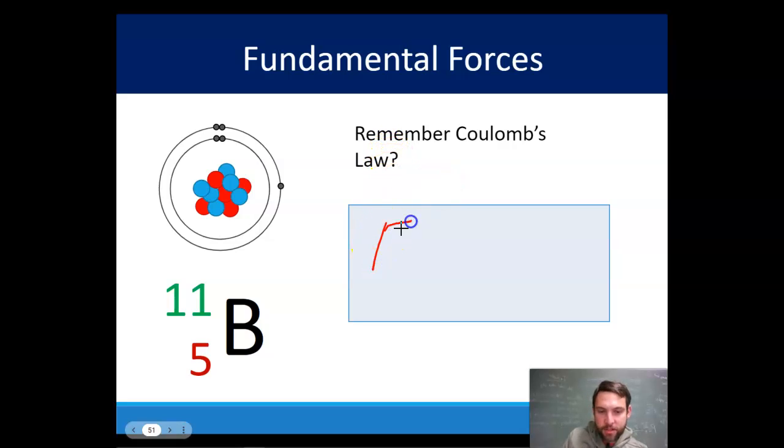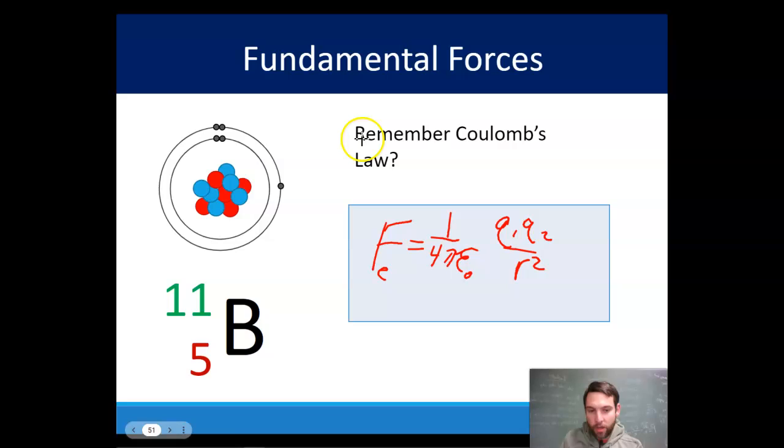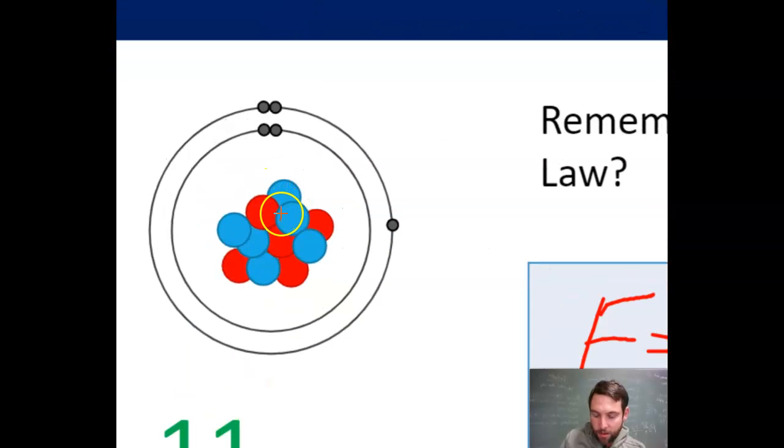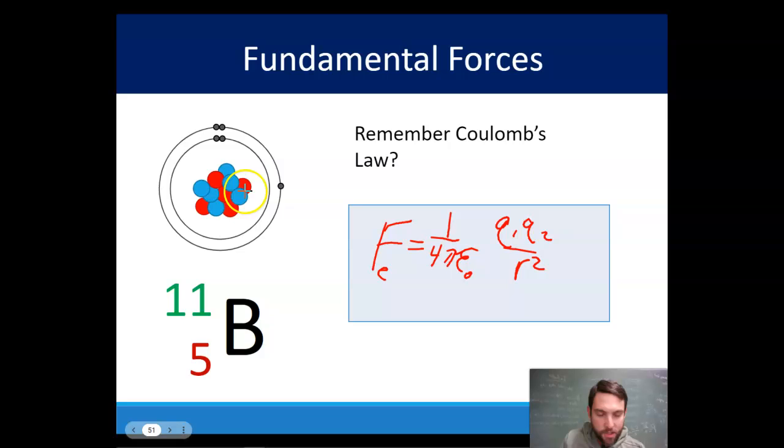Coulomb's law tells us that F equals 1 over 4 pi epsilon naught times Q1 times Q2 all over R squared. All right, so quick refresher. This is one charge. This is a second charge. So if we had an electron as one of our charges and a proton as the other, then we could do this calculation.